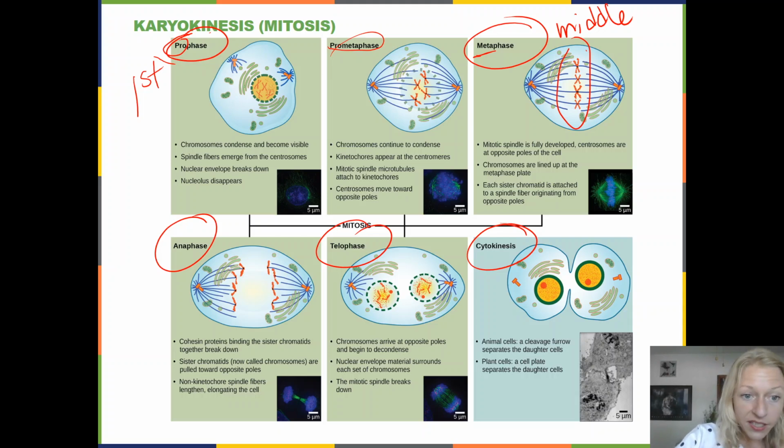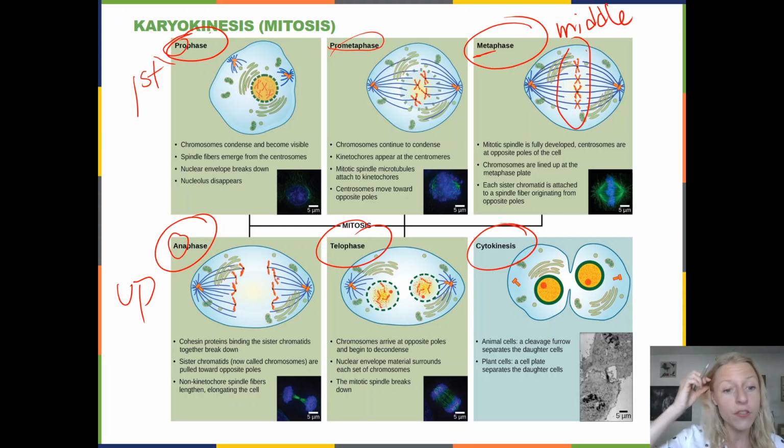Anaphase is up next, and ana means up. Our chromosomes, actually our sister chromatids because there's two of them, are going to be pulled apart at that centromere in the middle and pulled up to these opposite ends of the cell.